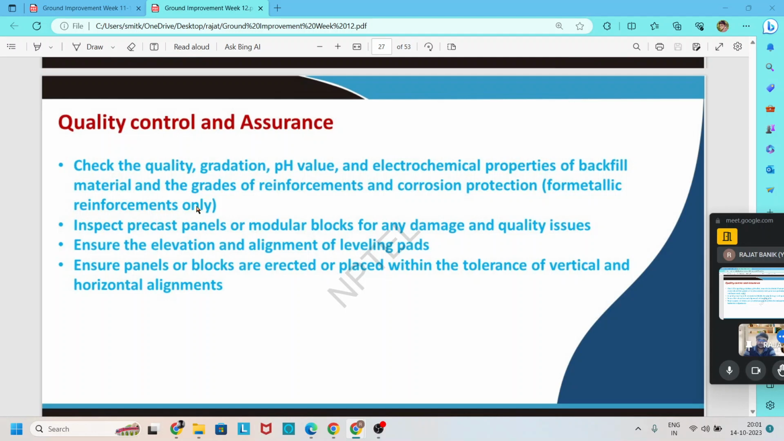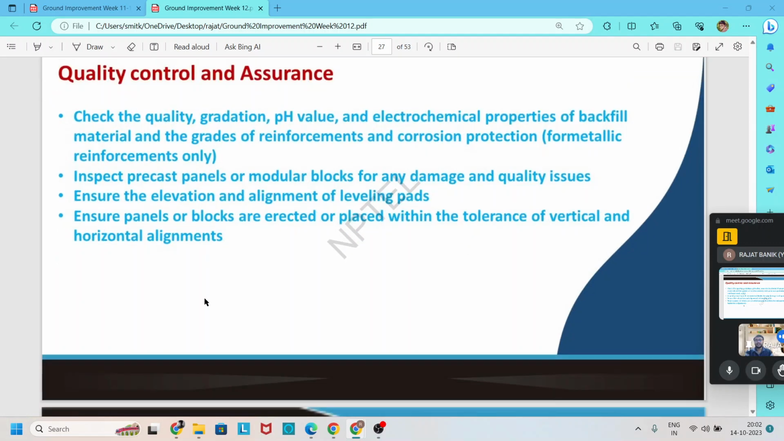We go through it, and it is said that we need to check the quality, gradation, pH value, and electrochemical properties of the backfill material. Also inspect the precast panel. Also, we discuss the elevation alignment of the leveling pad, block, and ensure the panel or blocks are erected or placed within the tolerance, vertical and horizontal elements.